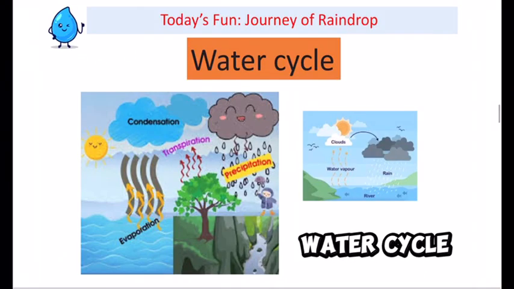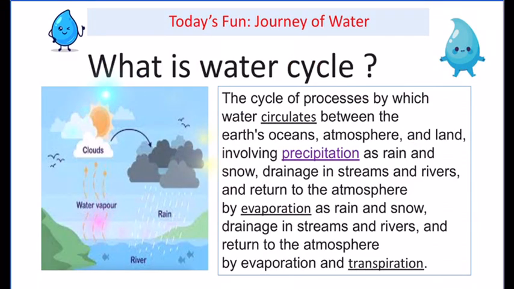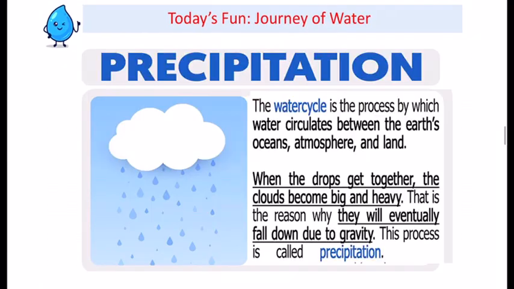Water cycle. What is the water cycle? The cycle of processes by which water circulates between the Earth's oceans, atmosphere, and land, involving precipitation as rain and snow, drainage in streams and rivers, and return to the atmosphere by evaporation and transpiration. The water cycle is the process by which water circulates between the Earth's oceans, atmosphere, and land.